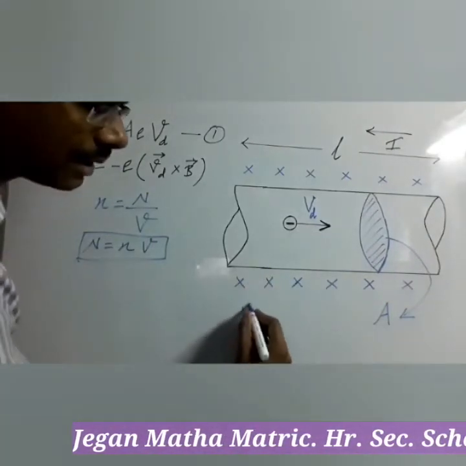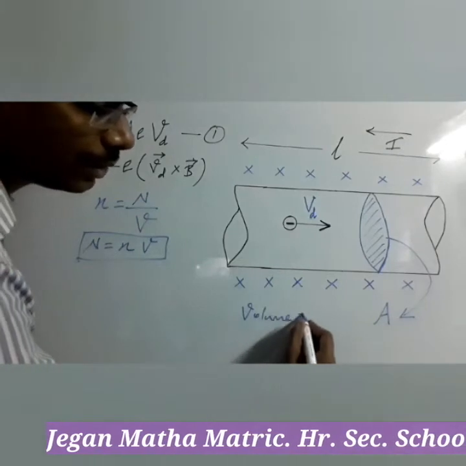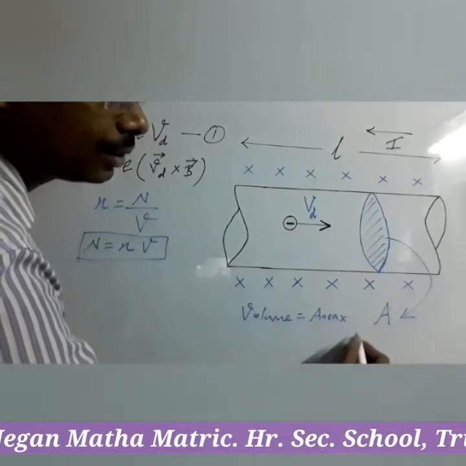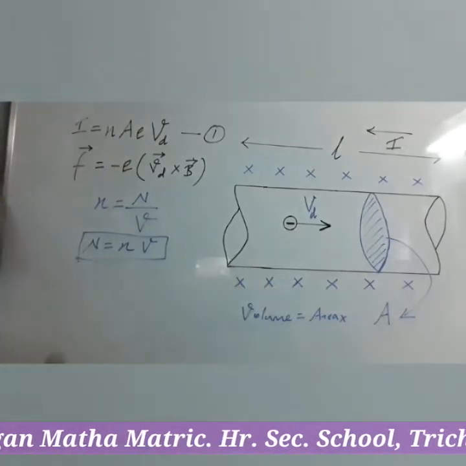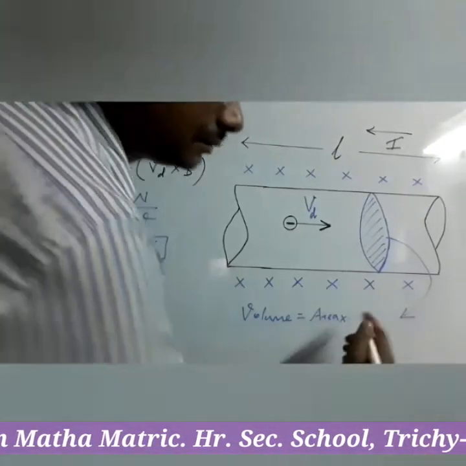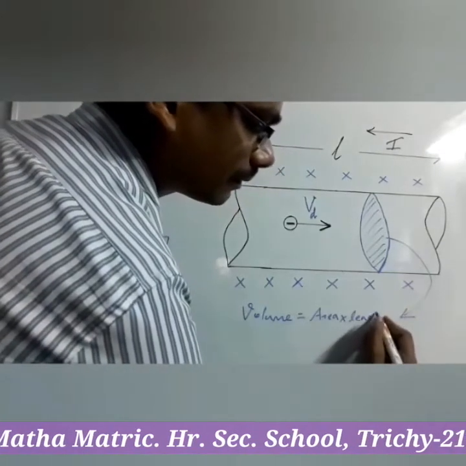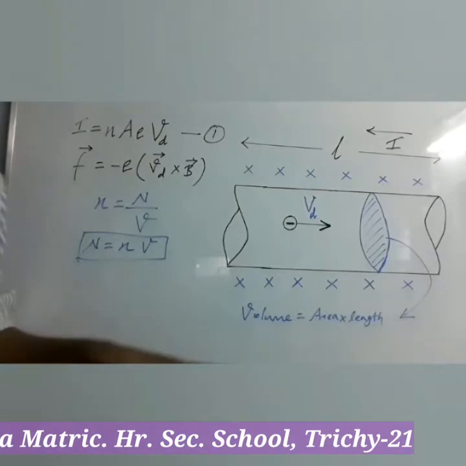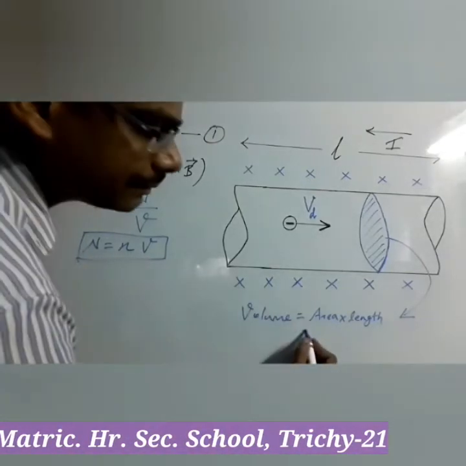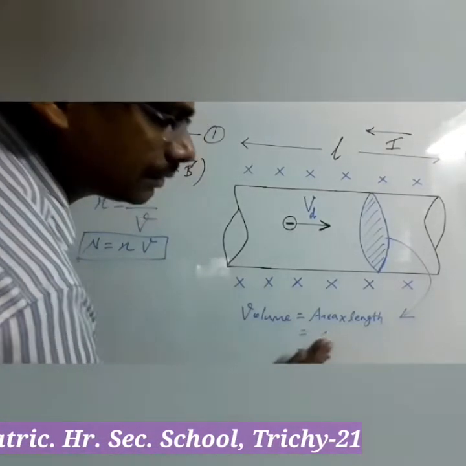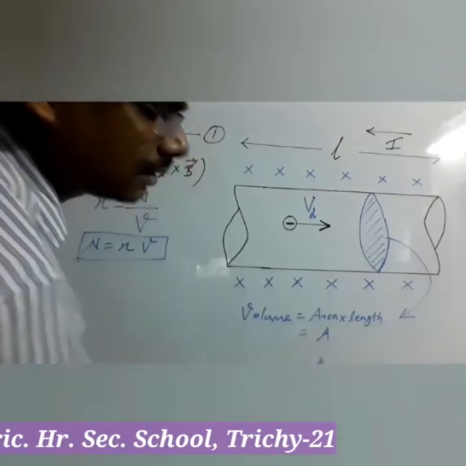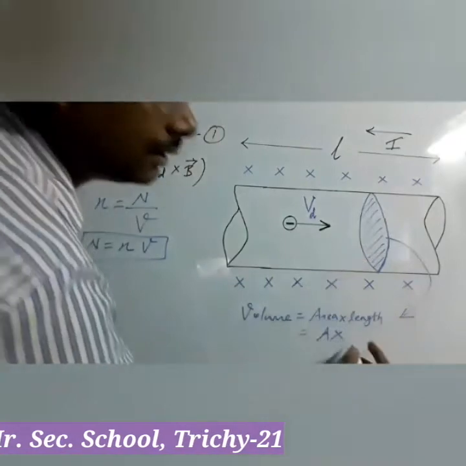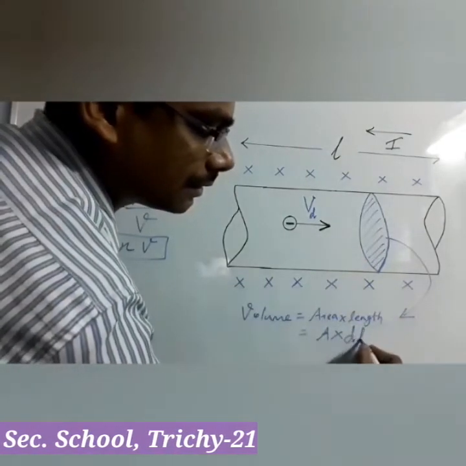So what is the formula for volume? That is area into height or length. Here you can write area into length itself. Here what is the area? A, into what is the length of that small segment? That is nothing but dl.